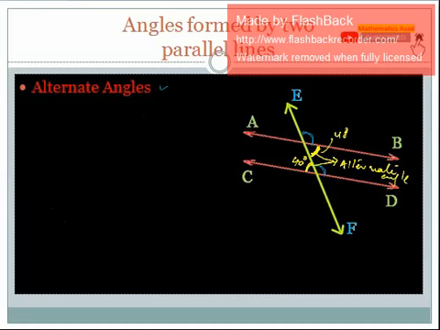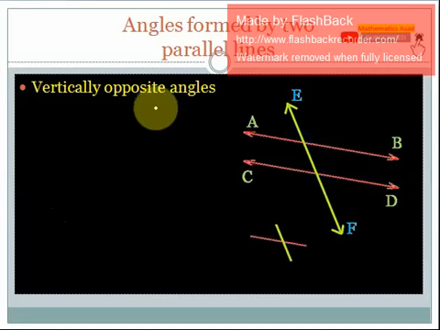In the next slide you will learn what a vertically opposite angle is. Actually, when two lines are crossing each other, they make a cross, so these two angles are vertically opposite and they are the same. Similarly, these two angles, this angle and this angle, are also vertically opposite and they are also the same.